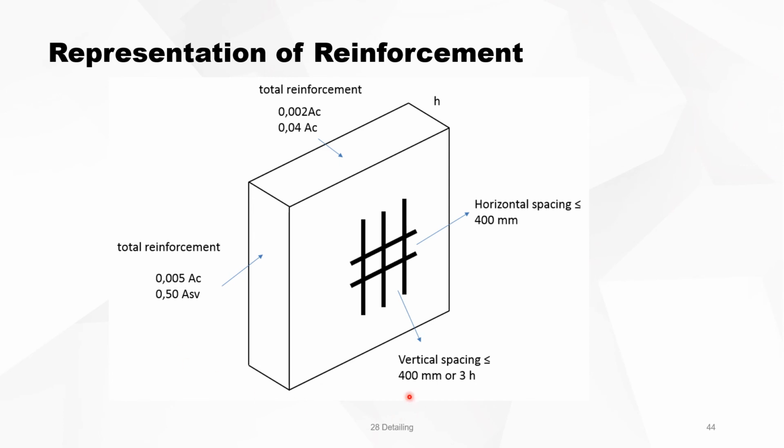For a wall, the vertical spacing must be smaller than 400 millimeters or 3 times the thickness of the wall. Horizontal spacing is smaller than 400 millimeters. This is a little bit misleading. Why? Because if the wall is loaded in the direction of the wall, then there are other rules coming into place, because then the rules of a slab are valid. But if it's a real wall, then you see on top it's always 0.2% of the total cross section.